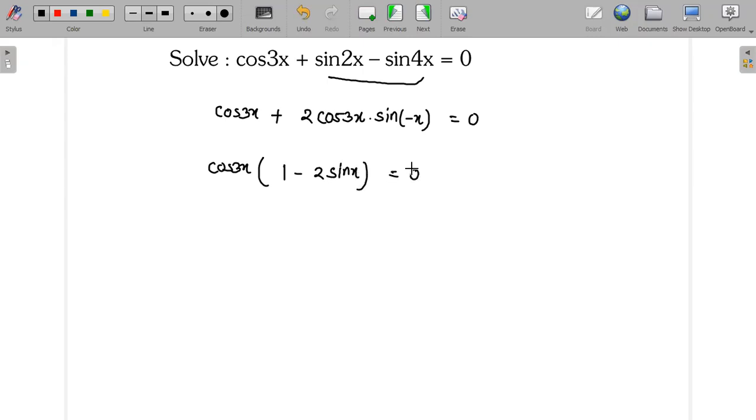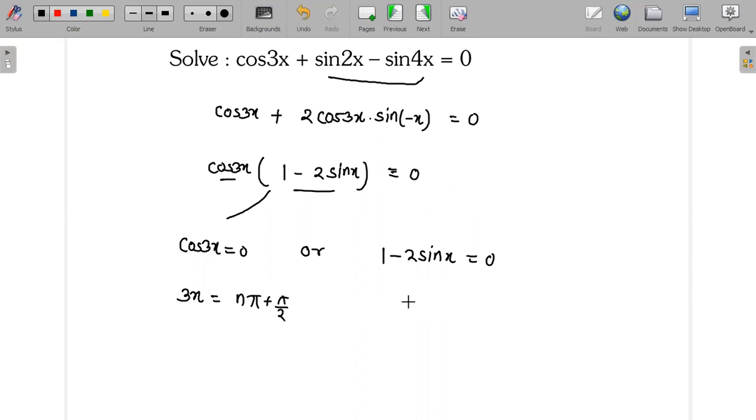Now what we did, we converted a sum of trigonometric functions into their product. Now we have a product of two trigonometric functions and the result is 0. So either cosine 3x should be equal to 0 or 1 minus 2 sin x should take a value equal to 0. So if cosine 3x is equal to 0, the general solution is given by 3x is equal to n pi plus pi by 2. Similarly, for 1 minus 2 sin x, we may write sin x should be equal to 1 by 2.